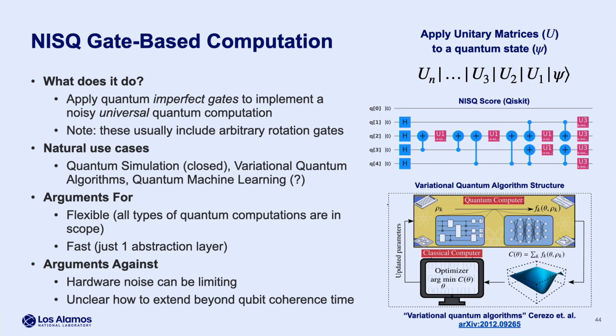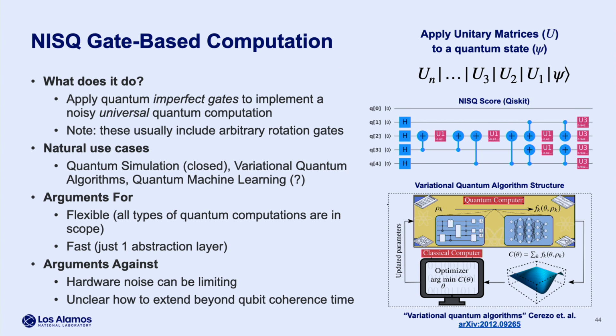So the argument for this technology and why many companies have sought it is that it's very flexible, right? In theory, all types of quantum computations are in scope of this computer. With the analog computer, you can't do everything. It's also relatively fast because there's only one abstraction layer that needs to be implemented. That's the gates abstraction layer.